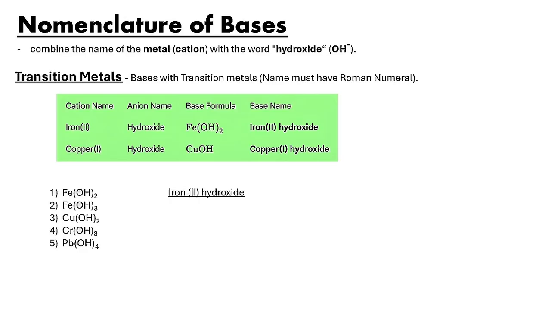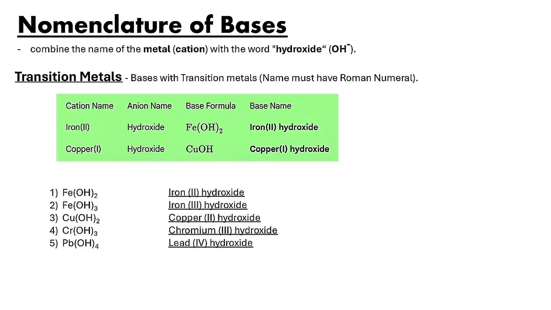The same thing for number 2, iron(III) hydroxide. For 3, copper. Copper(II) hydroxide. Cr, chromium. Chromium(III) hydroxide. And Pb is lead. Lead(IV) hydroxide. And that's it. That's how you name acids and bases.